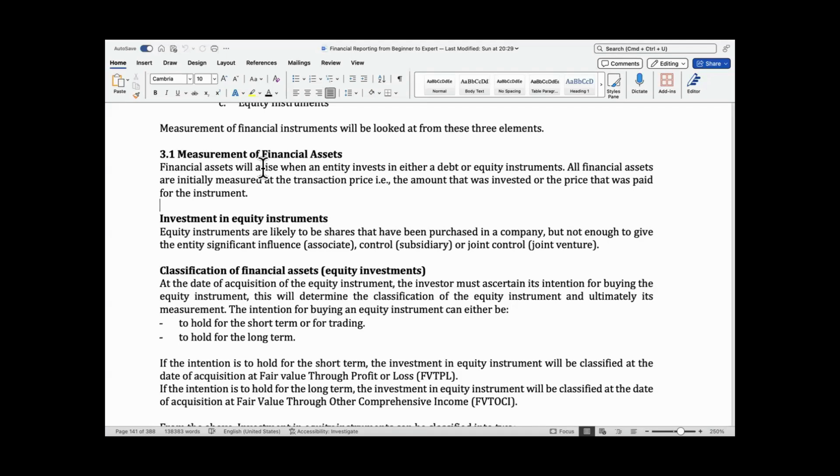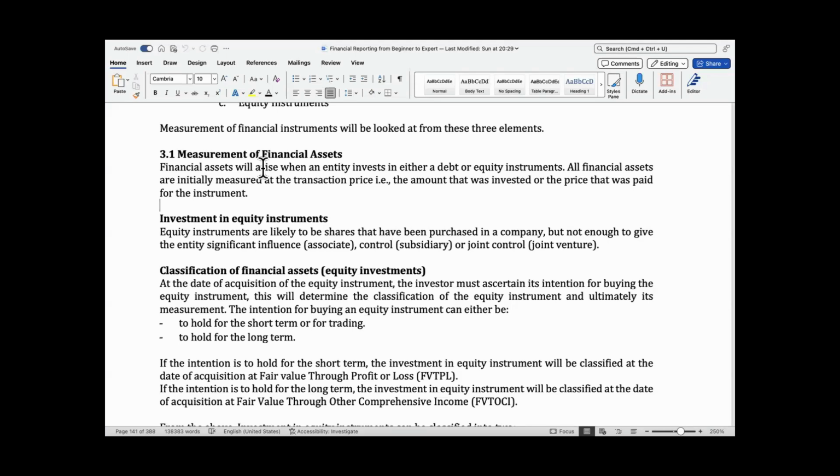So financial asset that is cash, how do you measure it? That one is straightforward because cash is either the money you have in your hand or the money you have in the bank. So your cash is your cash, and you know the amount of cash you have, which is what will be in your books.